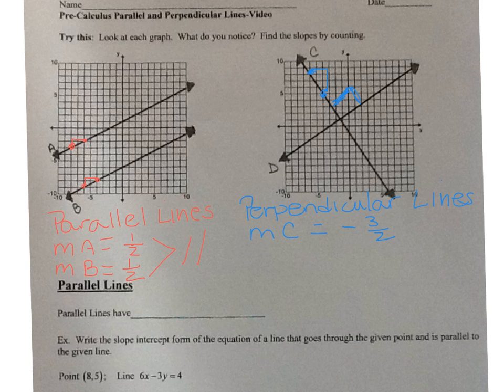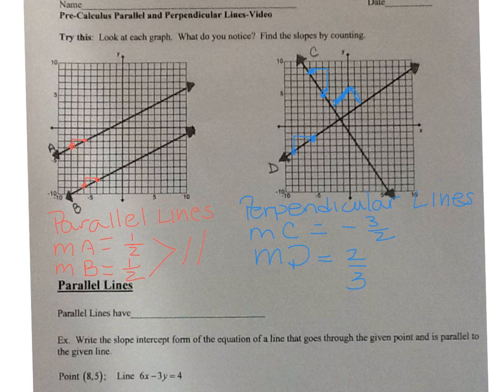So let's take a look at finding the slope for line D. All right, so let's put our pen right here. I'm going to use this one right here. And it looks like I have to use this one here. All right, so my slope is, I'm going to go up 2 to the right 3. So it's up 2 to the right 3.